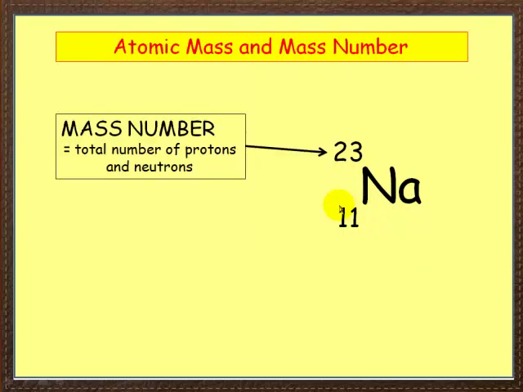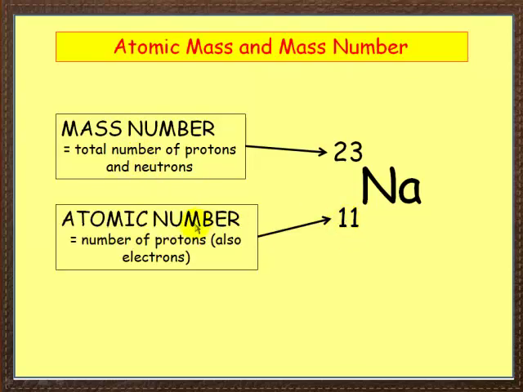Now what are they? Well, first of all, the 23 is the mass number. Okay, mass number. And this tells us the total number of protons and neutrons. Down here we've got the atomic number, and this is the number of protons. It also tells us how many electrons there are as well, which we'll come on to in a second.